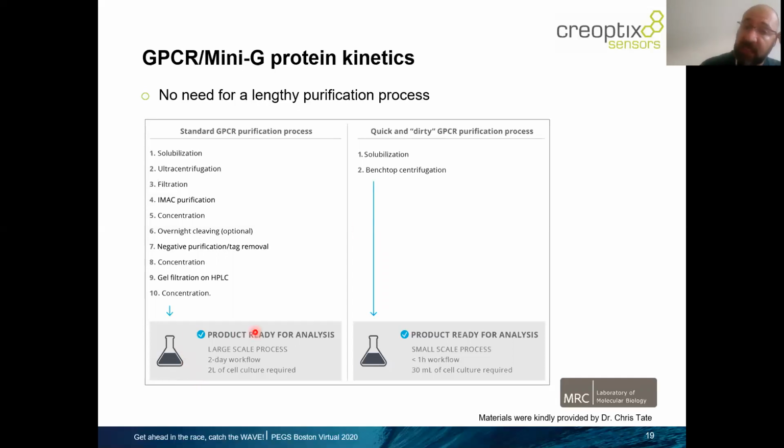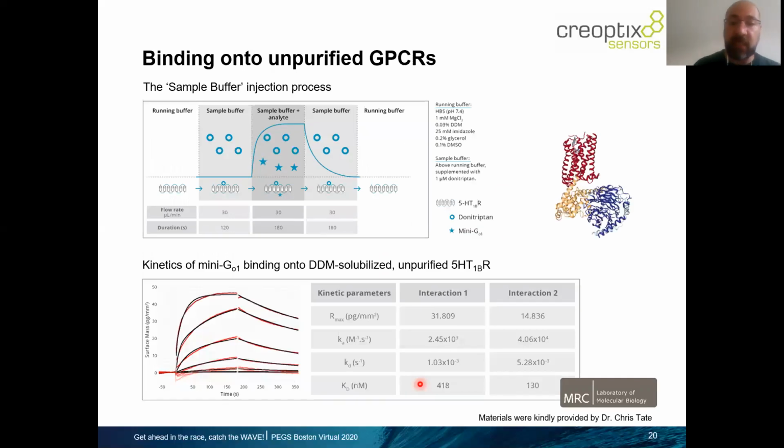Here, what we are showing is that you can characterize your GPCR at the early stage. So just a quick and dirty solubilization, just a quick centrifugation, using very little, 30 ml of cell culture for this particular GPCR that I know, which was a serotonin receptor. And here I could measure the binding of an engineered G protein. So this yellow subunit here is what we call a mini G, which is bound upon the activation of the GPCR.